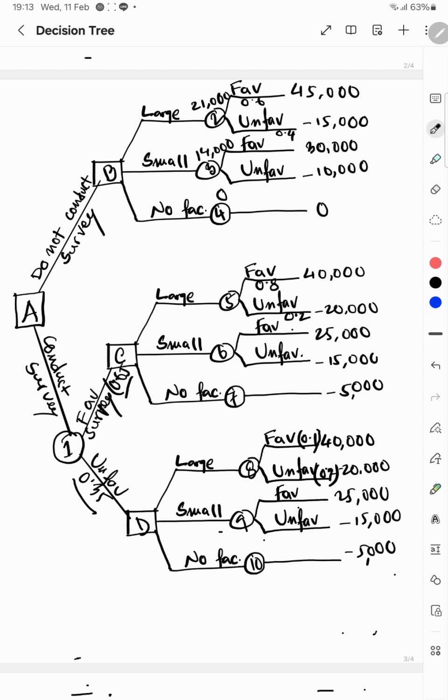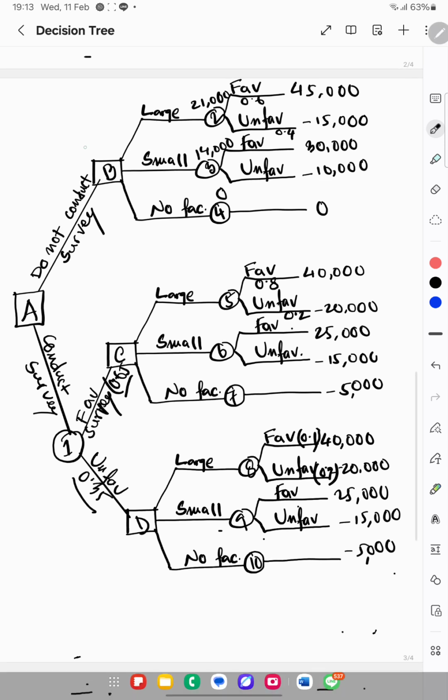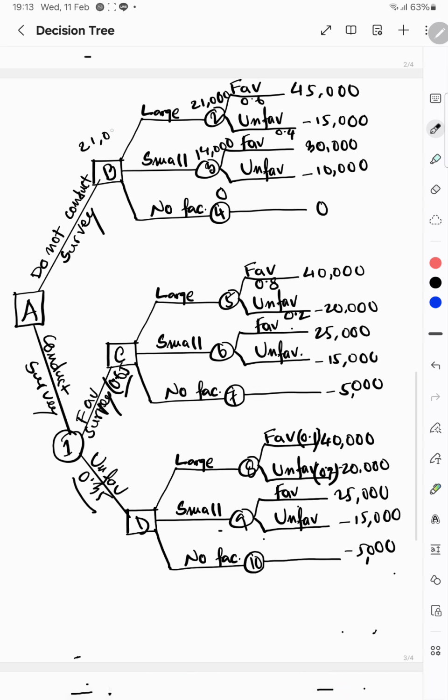And this one will give us definitely 0. Now you see the box. For the box, we have to choose between three options. Which option is the best? Definitely the one giving higher benefit or higher profit is the best. So you see here 21,000, 14,000, 0. 21,000 is the best option, so we will choose 21,000 in here. And we will follow the same method for all three branches in here.